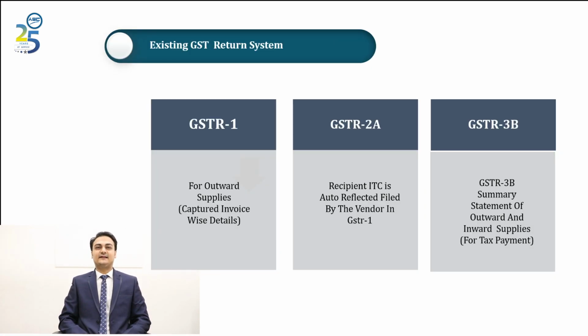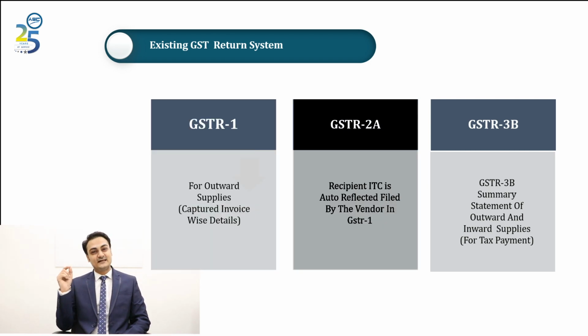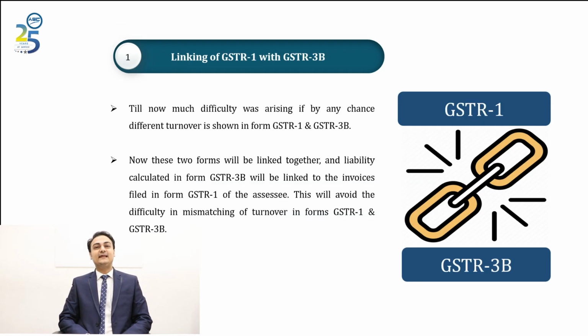Before starting the new GST return system, we are going to discuss the present system, that is GSTR-1 for outward supplies, in which we capture invoice-wise details. The data you have filed in your GSTR-1 will be auto-populated in the GSTR-2A of the recipient. The next return is GSTR-3B. It is for tax liability calculations and for payment of taxes. So the first topic is linking of GSTR-1 with your GSTR-3B.